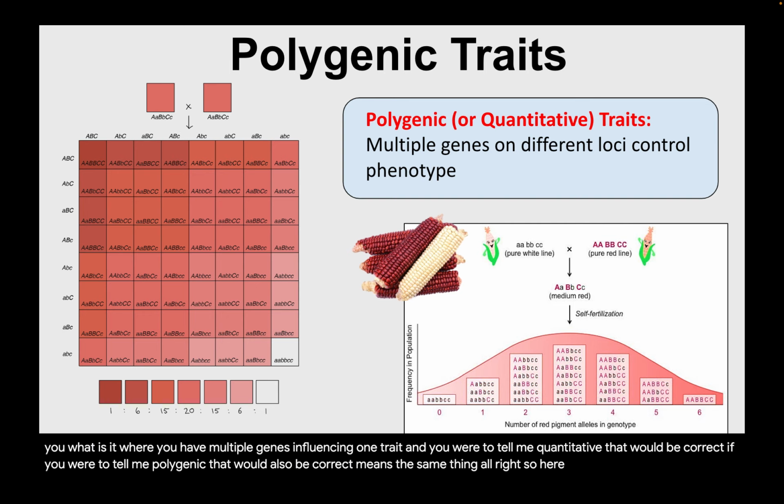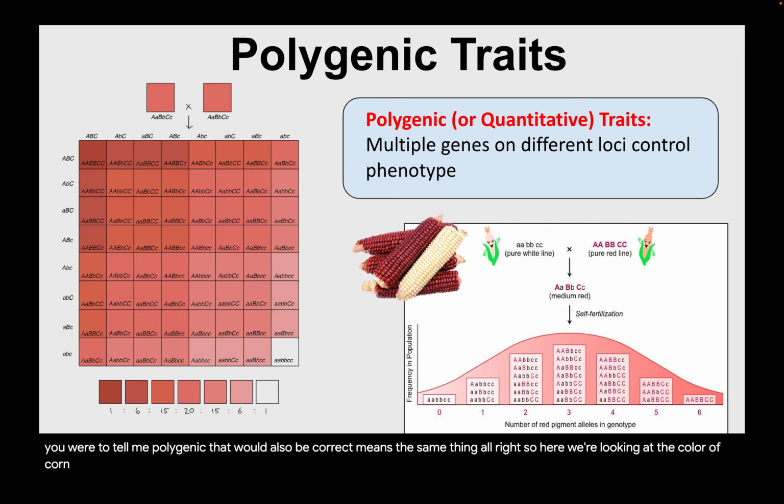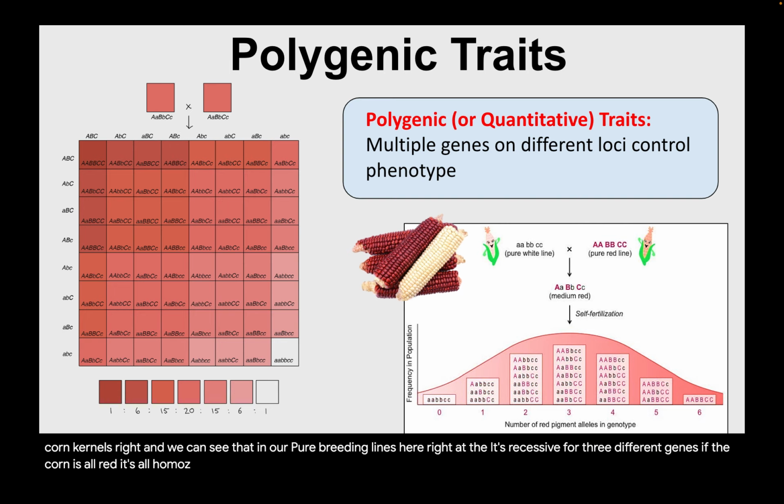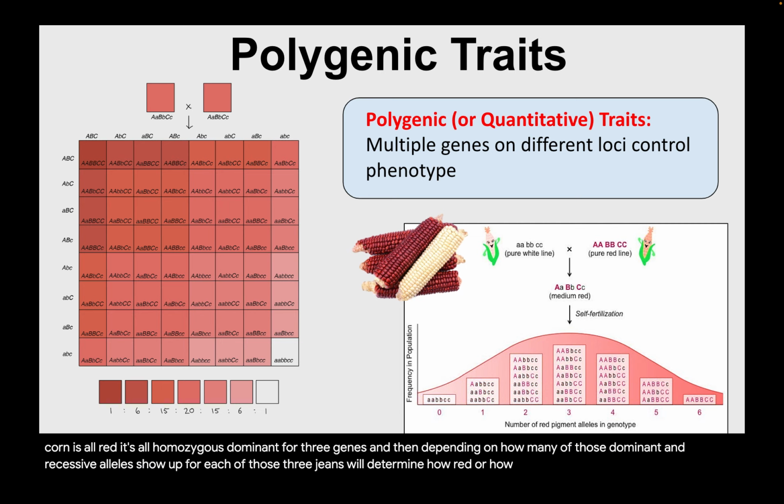All right, so here we're looking at the color of corn kernels. And the color of corn kernels is actually influenced by 3 different genes. We can see that in our pure breeding lines here. If the corn is white, it's all homozygous recessive for 3 different genes. If the corn is all red, it's all homozygous dominant for 3 genes. And then depending on how many of those dominant and recessive alleles show up for each of those 3 genes will determine how red or how white the kernels are.